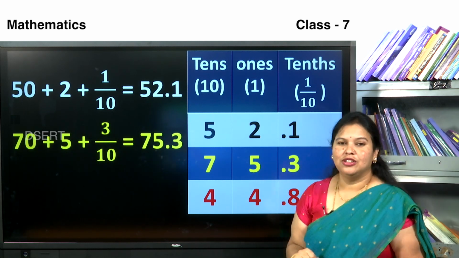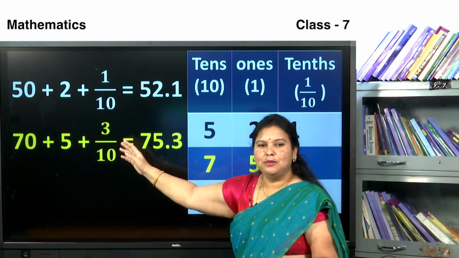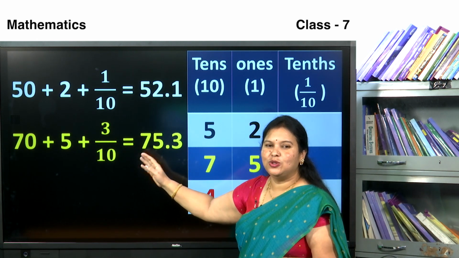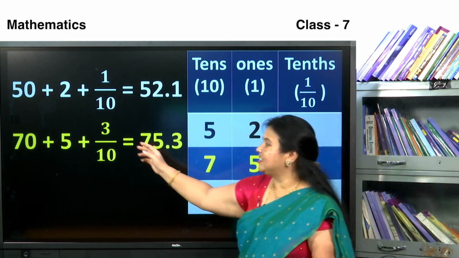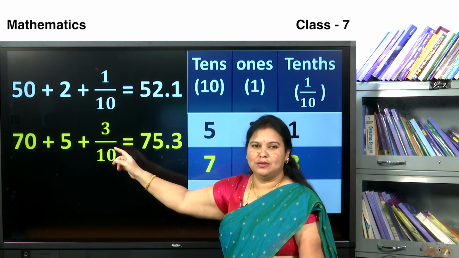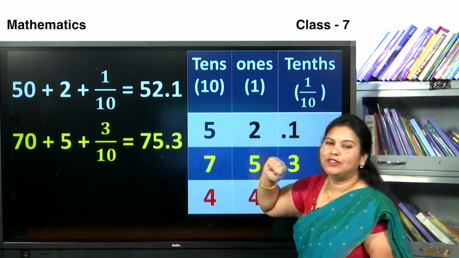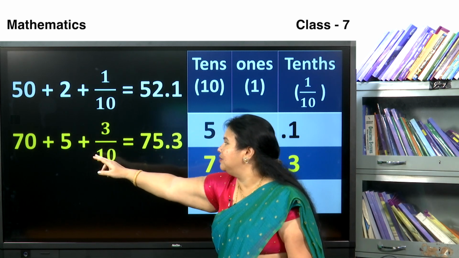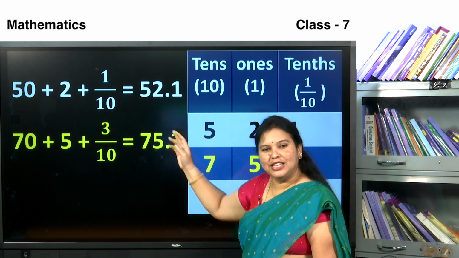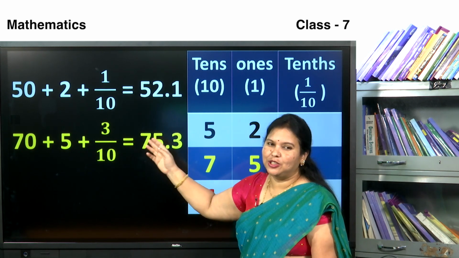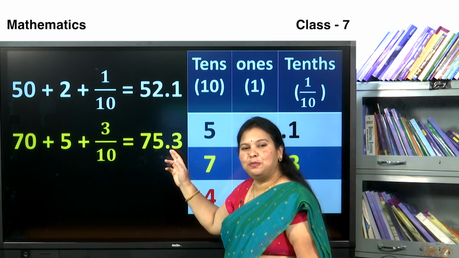Like the same, we will do the next example. 70 plus 5 plus 3 by 10 is equal to 75.3. So, how to place it? Here 70 and 5 are whole numbers and 3 by 10 is a fraction. So, first you have to add the whole numbers, that is 75, and 3 by 10 into decimal form is nothing but 0.3. So, by adding all this we get 75.3.